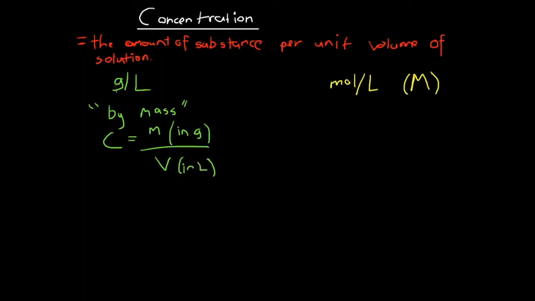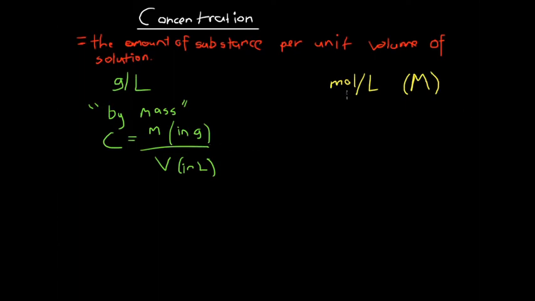If you wanted a different concentration by mass, such as milligrams per litre or grams per metre cubed, all we'd have to do is change the units. This formula would still hold: concentration equals mass over volume. We just change the units we're using, and therefore the units of concentration, to milligrams or metres cubed or whatever we want.